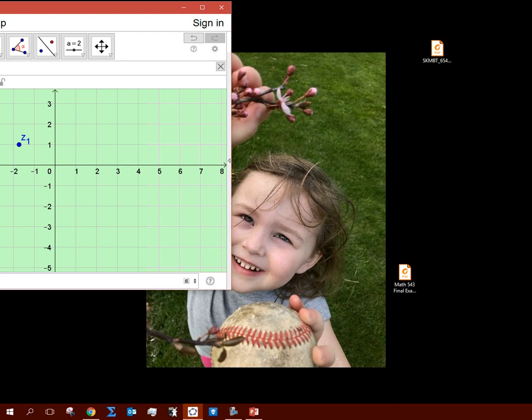So let's see what 64 times square root of 3 looks like. Hopefully it's that. Yep, okay. So we're good. We've done it right. Does that make sense? Would you guys agree?